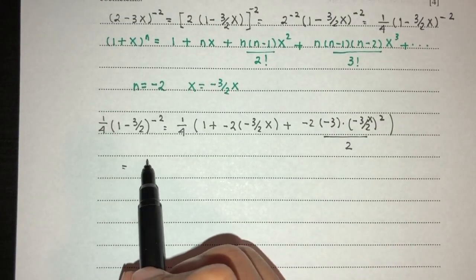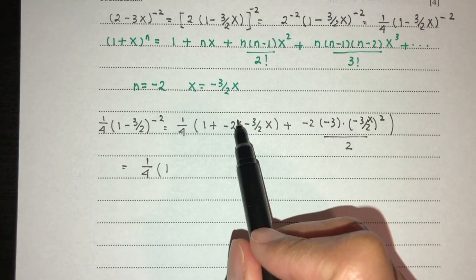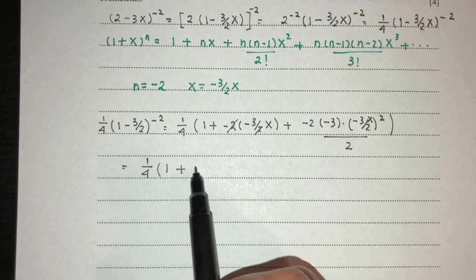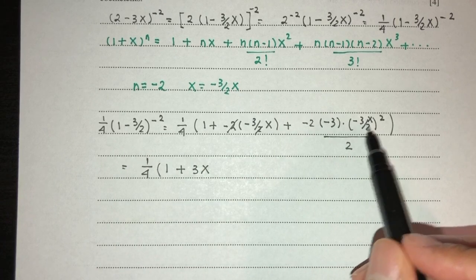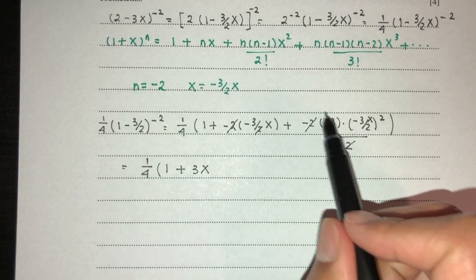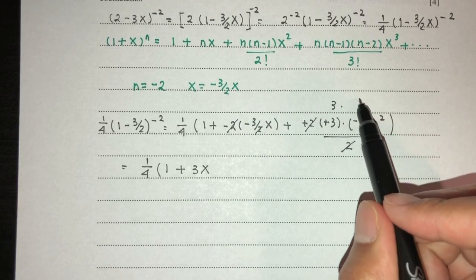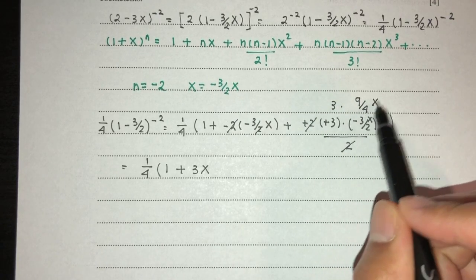So now we just have to simplify. That will be 1 over 4 times 1, plus 3x, and the 2 goes away, that will be plus 3 times 9 over 4 x squared.